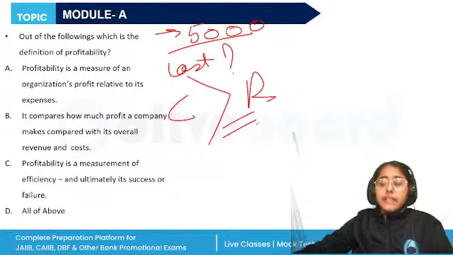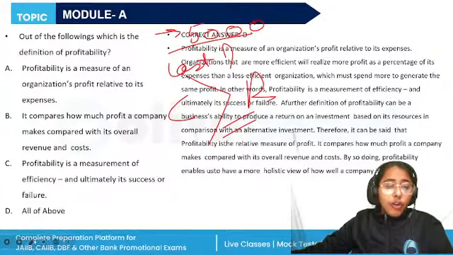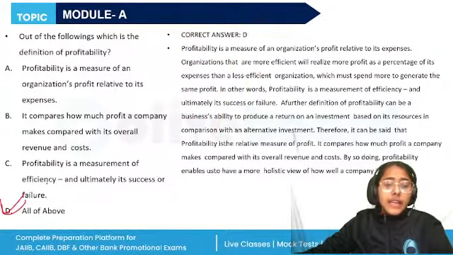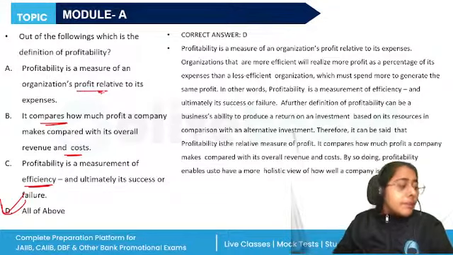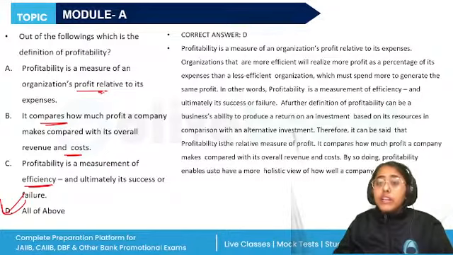All right. So profitability definition, all of the above are correct. It is a measurement of efficiency. It compares how much profit a company makes compared with the revenue and costs. And it is a relative measure, right? It tells us that organizations are more efficient. They will realize more profit as a percentage of its expenses. It is a measurement of efficiency. Ultimately, it's success or failure.